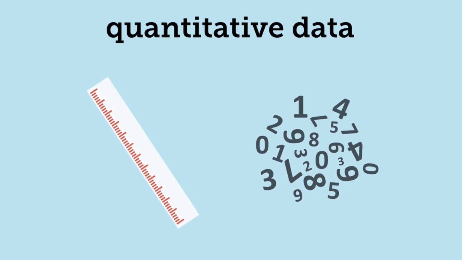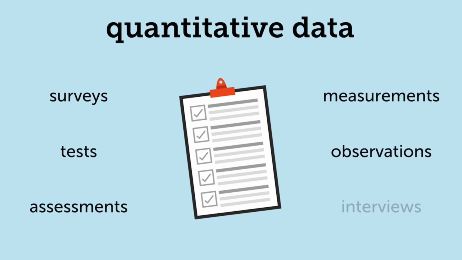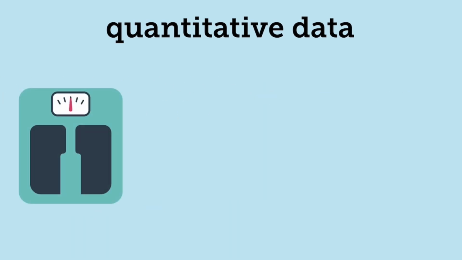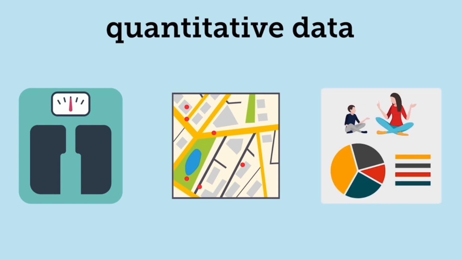To review, quantitative data can be measured and expressed with numbers. The types of data used are numbers and statistics. You can get quantitative data from surveys, tests, assessments, measurements, observations, and interviews. Examples of quantitative data might include weight, the number of licensed providers in an area, or the percentage of young people who have a trusted adult to talk to.